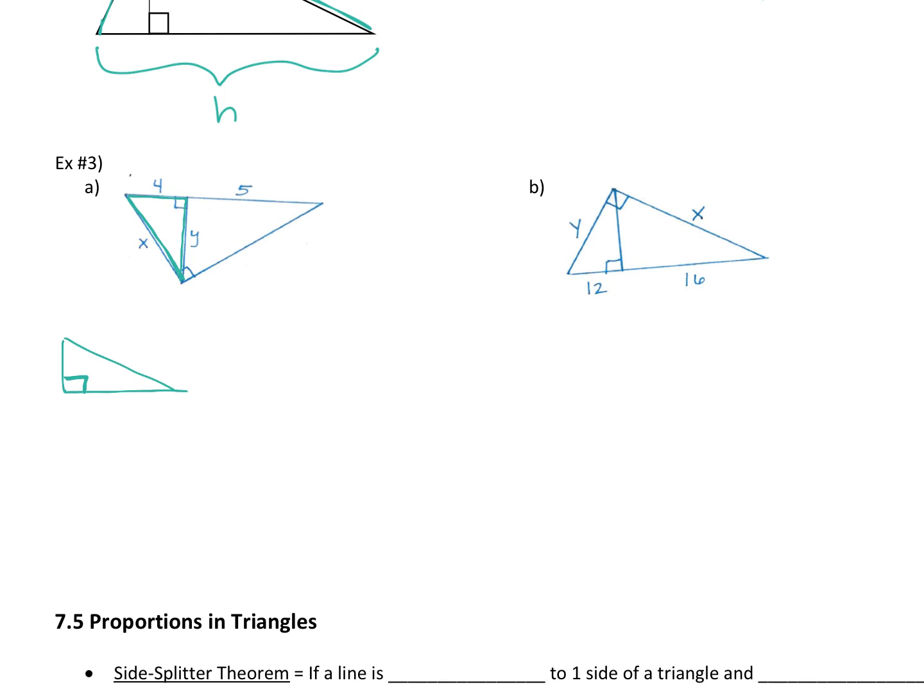What's my shorter leg in that first triangle, that bluish triangle? How long is it? 4. Okay, that's this side right here. What's my longer leg on that triangle? Y. And what's my hypotenuse on that triangle? X. Okay, so there are the 3 pieces of the smallest triangle. Do you see it? Okay, now the medium triangle.